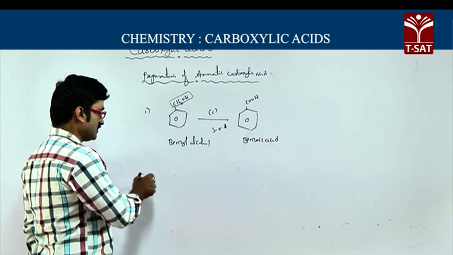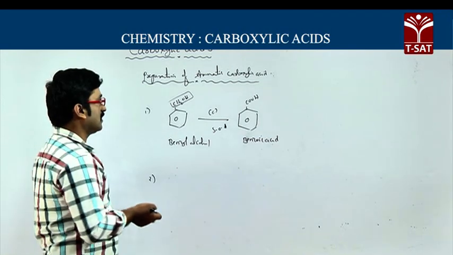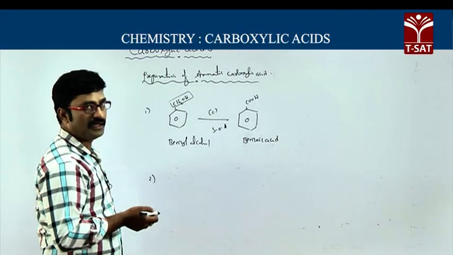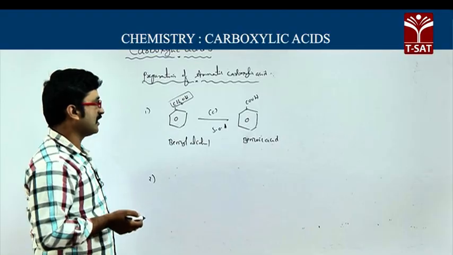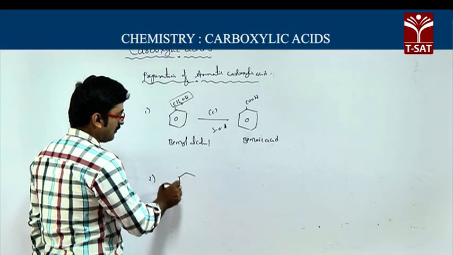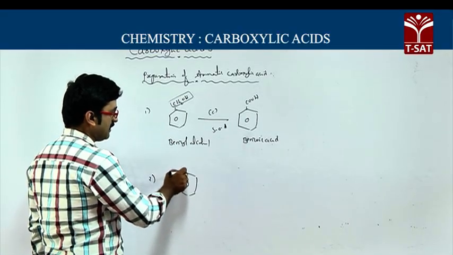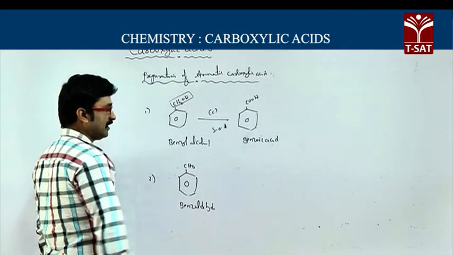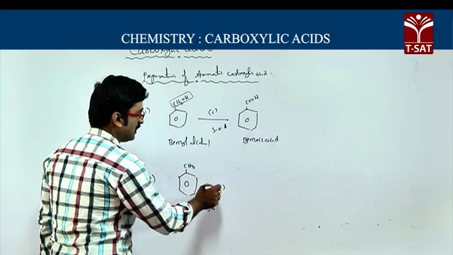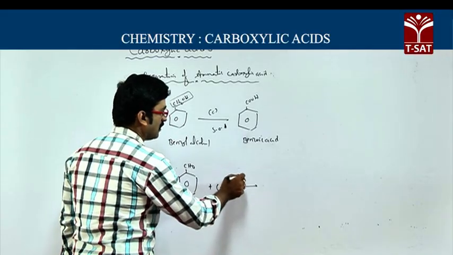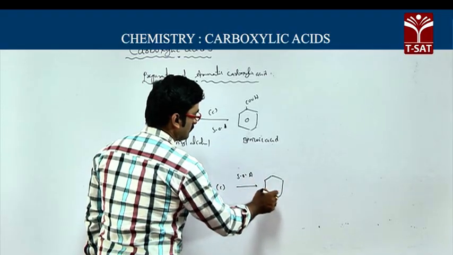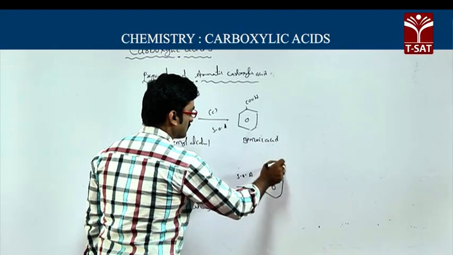And the second one is aldehydes. Aldehydes on oxidation in the presence of strong oxidizing agent or weak oxidizing agent will also give carboxylic acids. So the aromatic aldehyde is benzaldehyde, CHO. This is known as benzaldehyde. Benzaldehyde on oxidation in the presence of strong oxidizing agent gives benzoic acid.